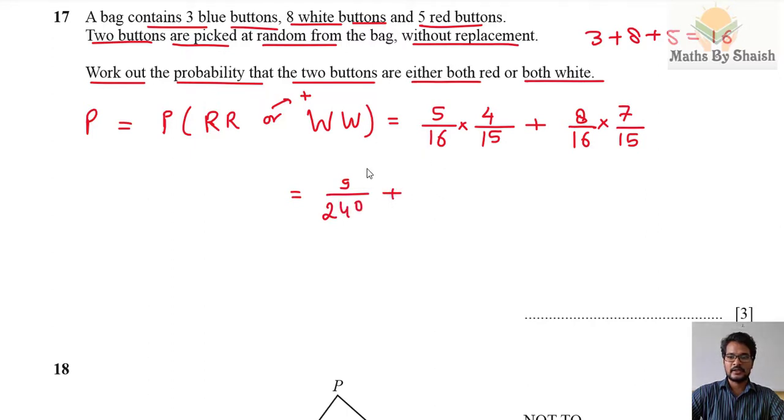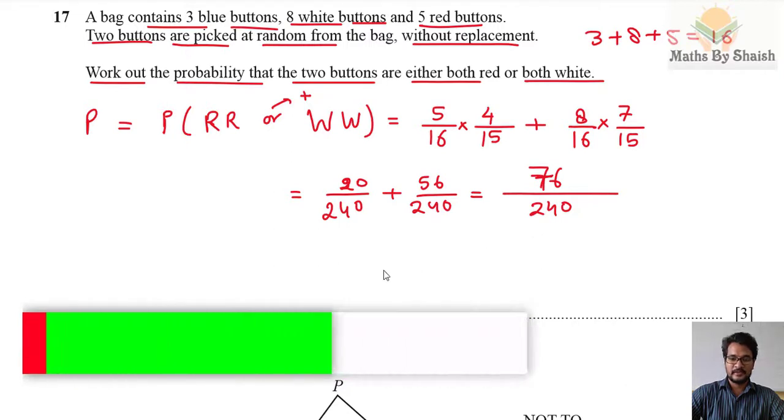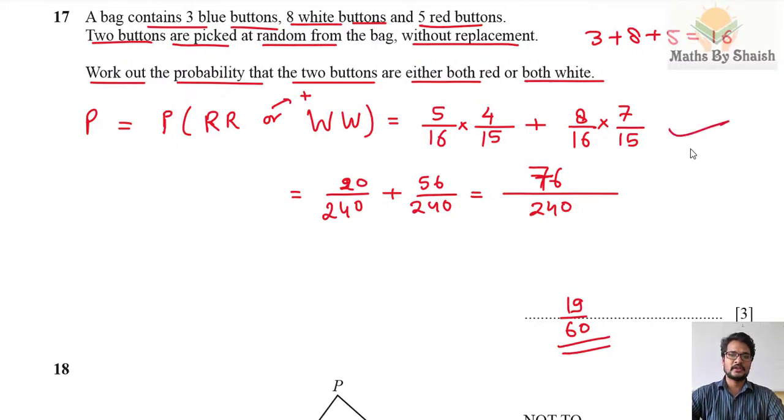and here 5 4s are 20, and 8 7s are 56 over 240, and then denominator is same. So first of all we will calculate this, adding the numerators, 20 and 56 is 76, and 76 upon 240, we can directly write our answer from the calculator. It is coming 19 over 60. So we will get the marks for this and the final calculation for this.